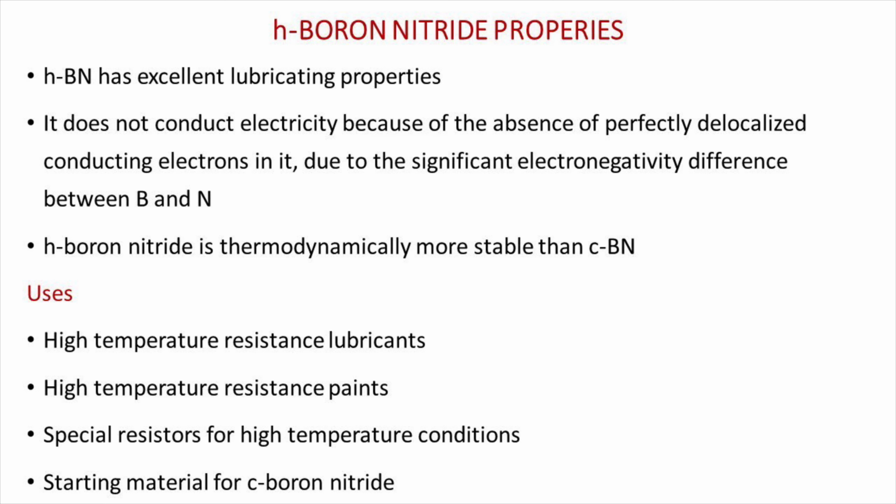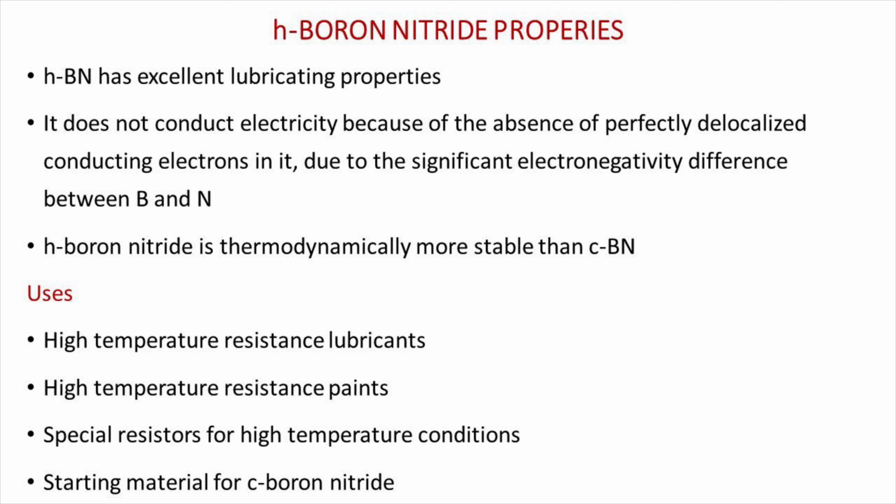The hexagonal boron nitride has excellent lubricating properties. It does not conduct electricity because of the absence of perfectly delocalized conducting electrons in it, due to the significant electronegativity difference between boron and nitrogen atom. Hexagonal boron nitride is thermodynamically more stable than cubic boron nitride. But the conversion rate between hexagonal boron nitride and cubic boron nitride is extremely negligible under ordinary conditions.